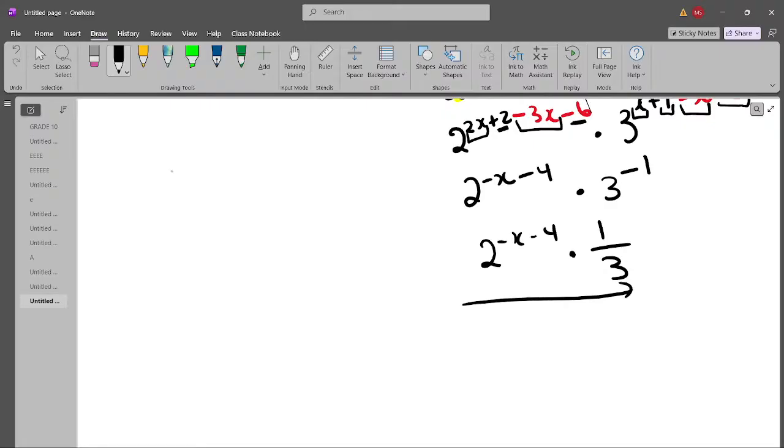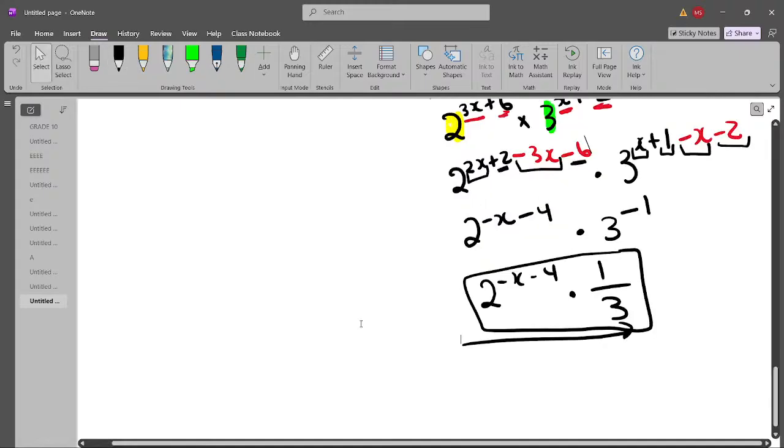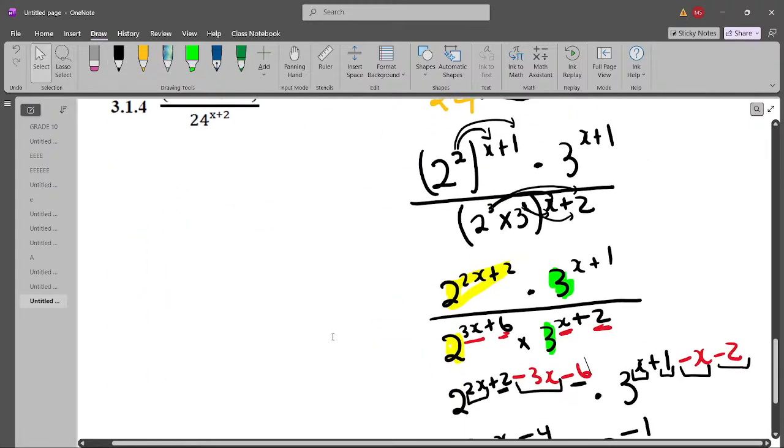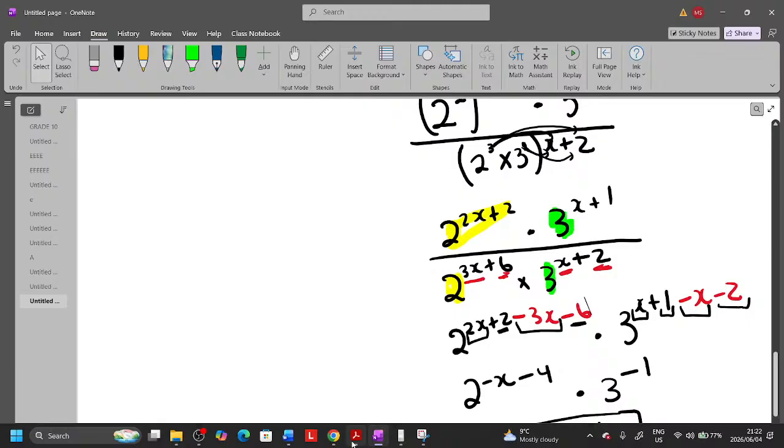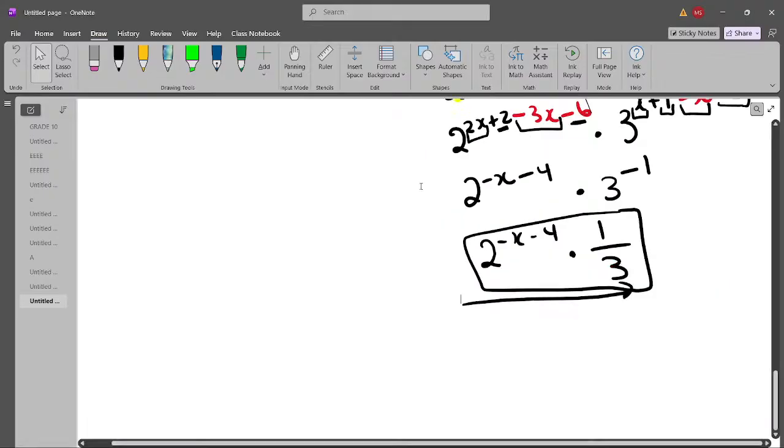Yeah, but I think this step here is unnecessary because the question said we should not leave our answer as positive exponents. Or did it? Let me just check. No, this is simplified. So you can leave your answer at this part, it will still be correct.